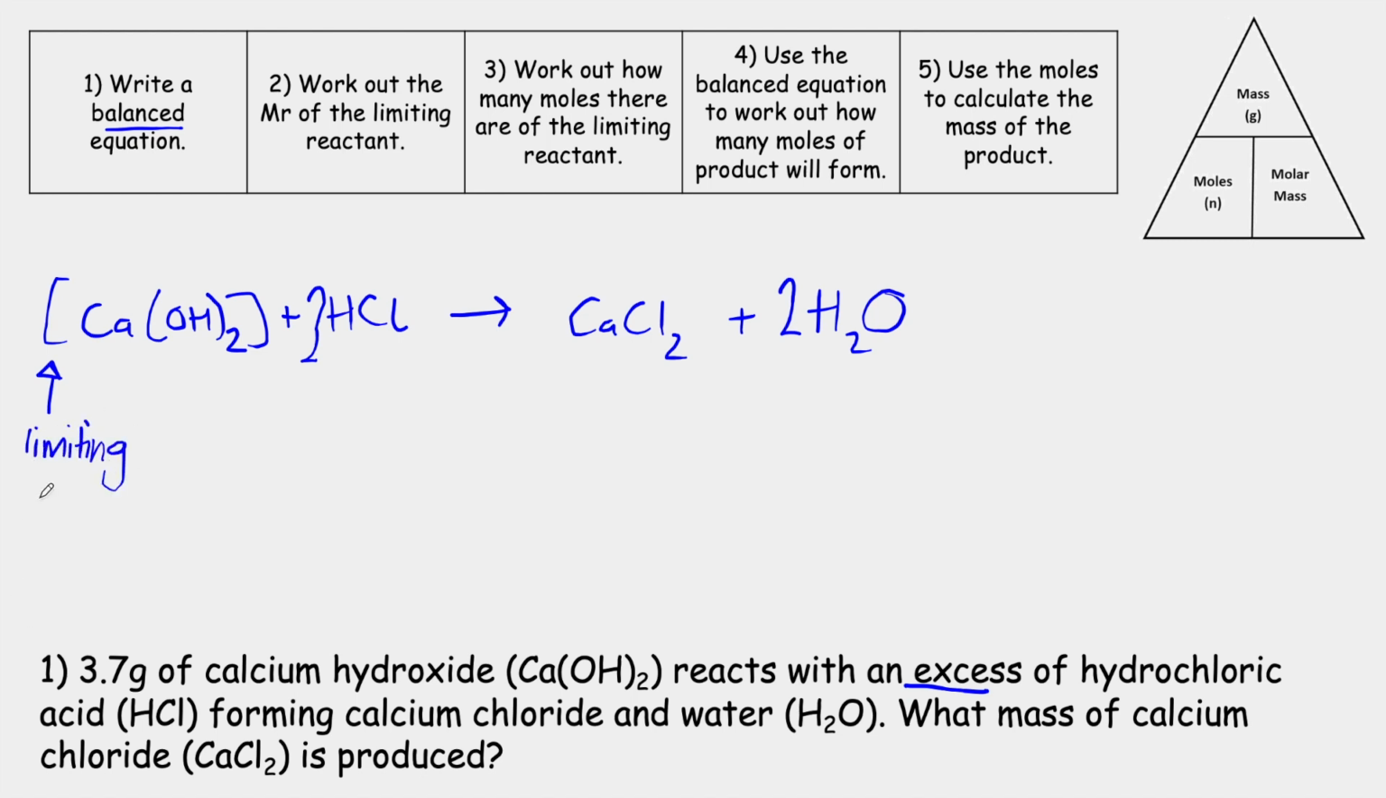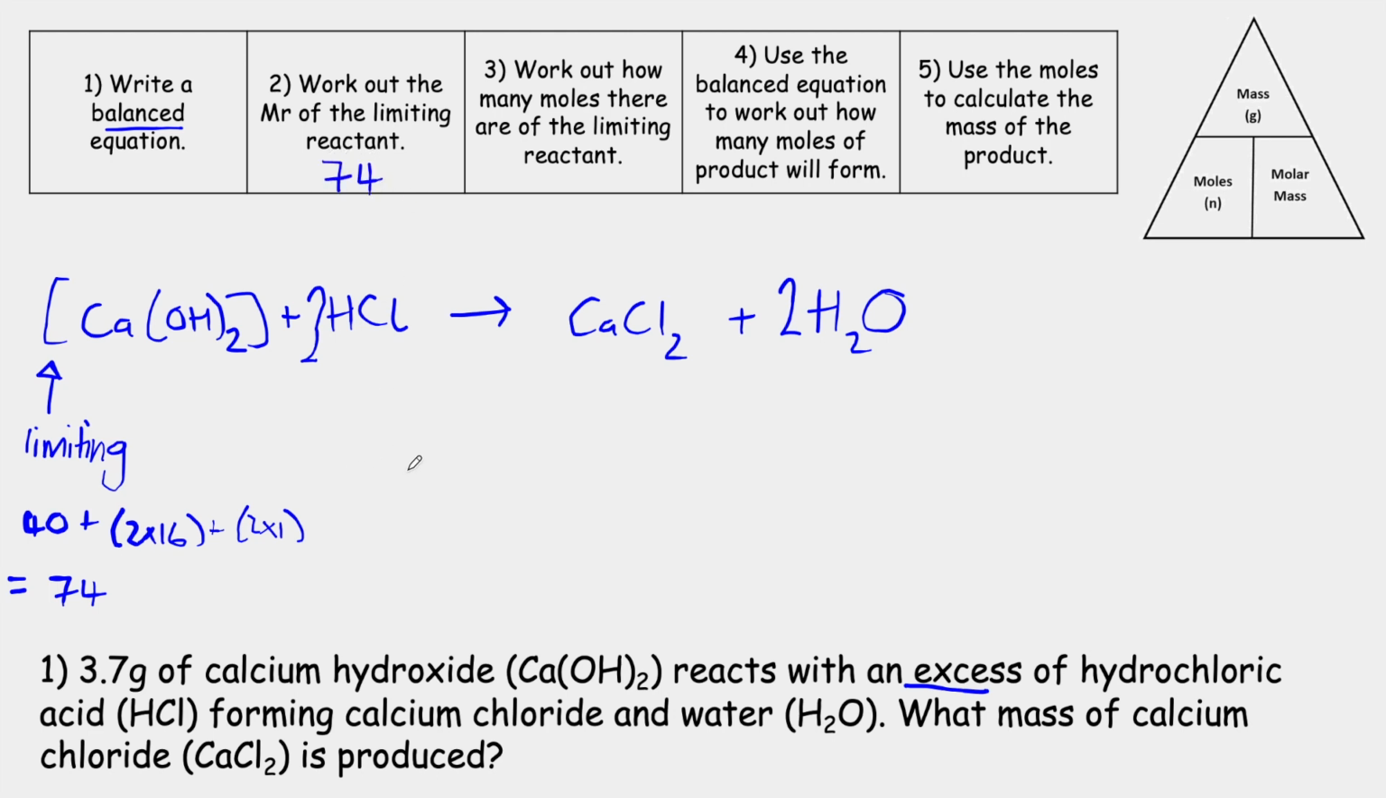So this is our limiting reagent. In order to calculate the MR of this, we have to look at the periodic table, find the mass of calcium, 2 oxygens, hydrogen, and then add them all together. If we do this, you will get 40 plus 2 times 16, that's for the oxygens, plus 2 times 1, which is for the hydrogens. Add all that together and you'll get 74. So we've worked out the MR of our limiting reagent at 74.